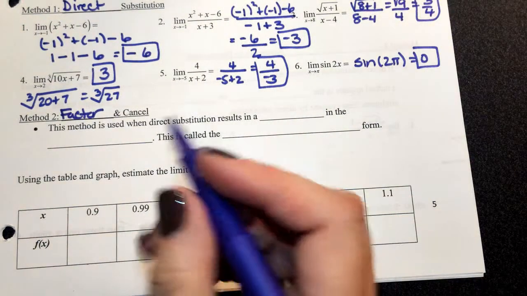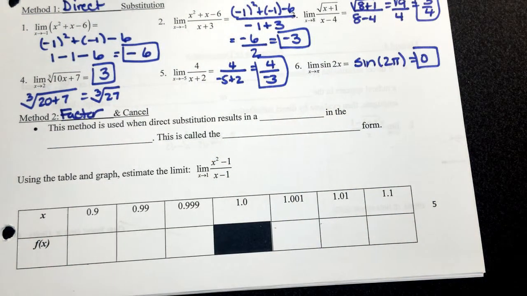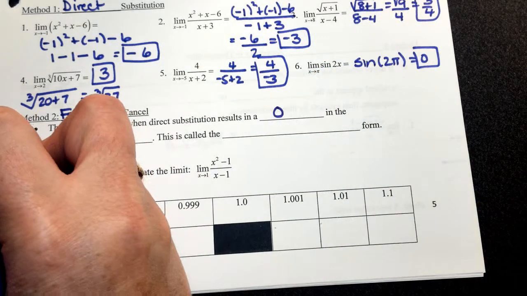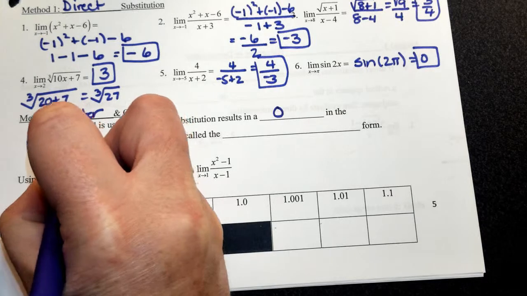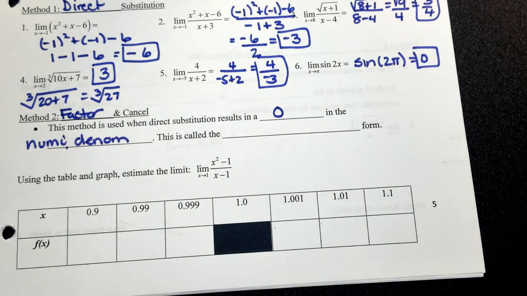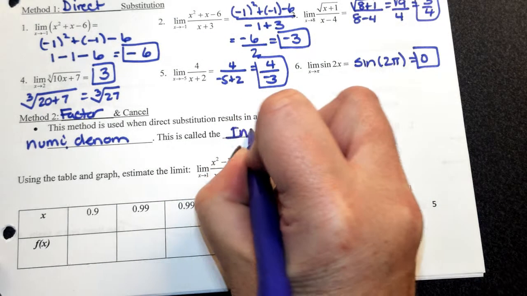If direct substitution fails, that means you end up with a 0 in the numerator and or the denominator. Just because you end up with a 0 in the denominator or in the numerator does not mean the limit is undefined. That means you have what's called the indeterminate form.